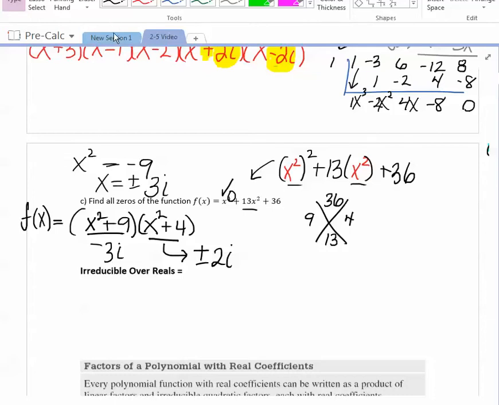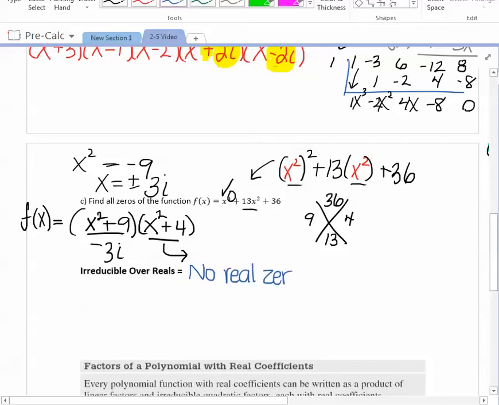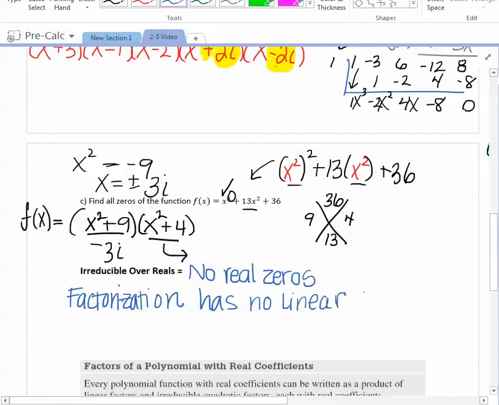So we say a function is irreducible over the reals. What that means is there are no real zeros, and what you get is the factorization. When we factor it, the factorization has no linear factors, but it has irreducible quadratic factors.